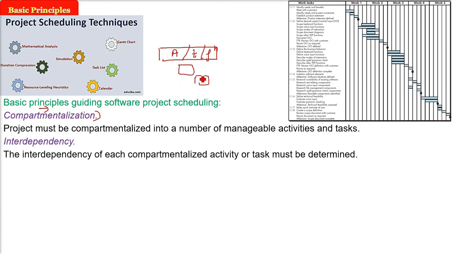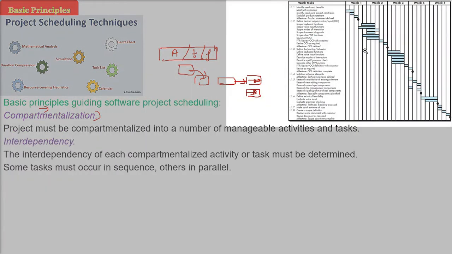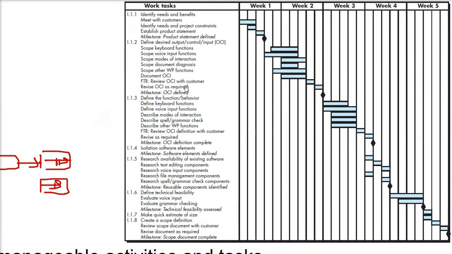Interdependency. There will be different tasks, and they will have some interdependency. That is, some tasks may be in sequence, others may be in parallel, some may be concurrent, and some may want the work product to be delivered to another task. Let me show you here. Now these are all the work tasks. So this is the schedule.